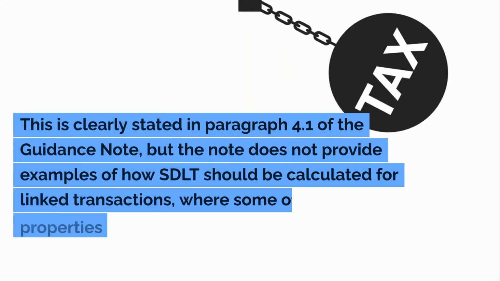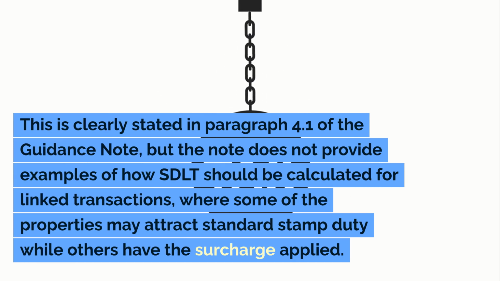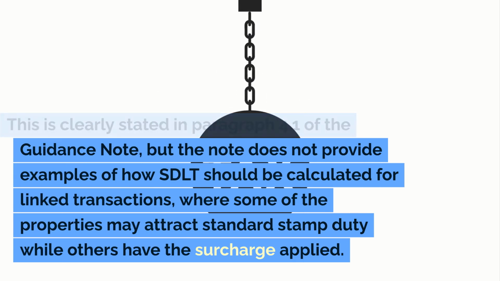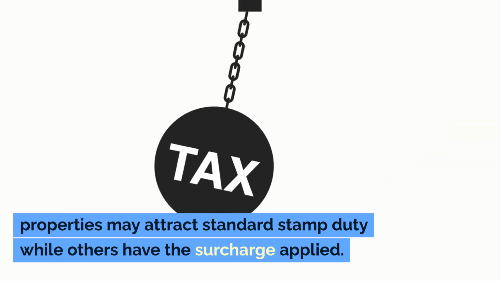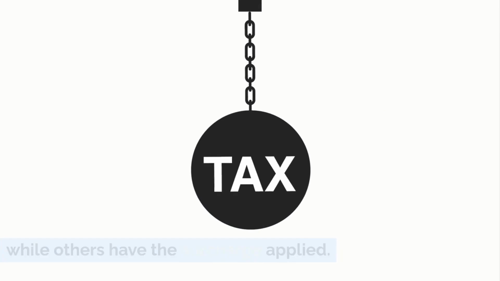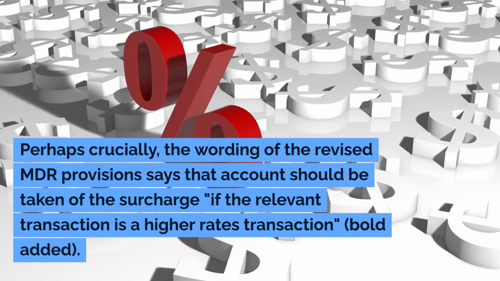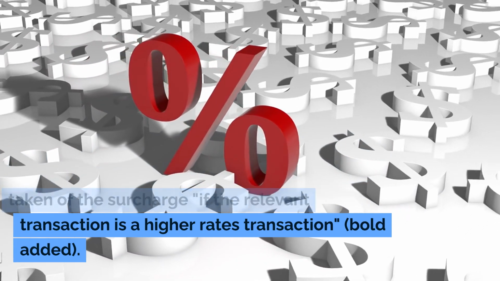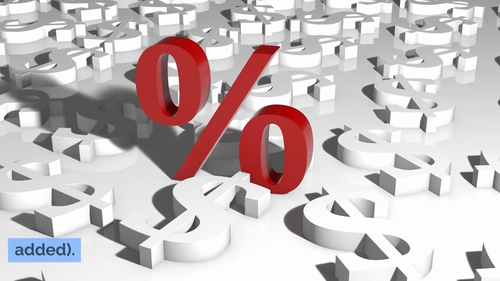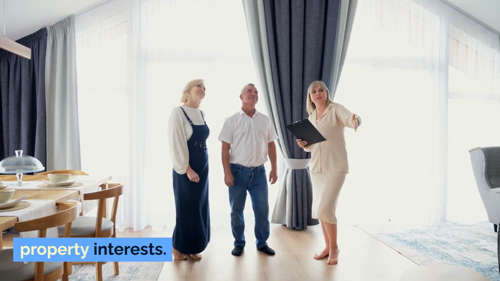This is clearly stated in paragraph 4.1 of the guidance note, but the note does not provide examples of how SDLT should be calculated for linked transactions, where some of the properties may attract standard stamp duty while others have the surcharge applied. Perhaps crucially, the wording of the revised MDR provisions says that account should be taken of the surcharge if the relevant transaction is a higher rates transaction. Bold added. Practical examples: a house with a granny flat and no other property interests.